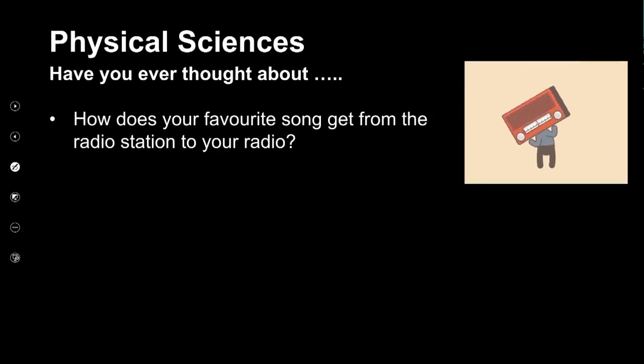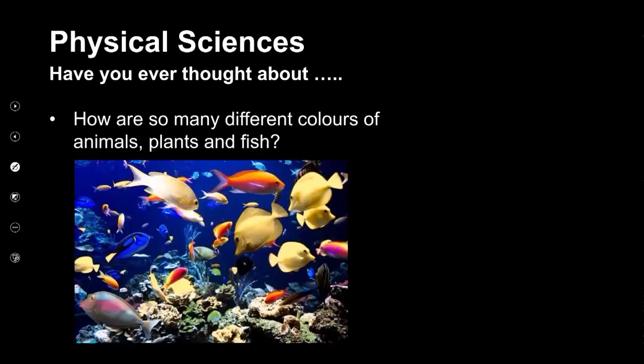Have you ever wondered how your favorite song reaches you from over the radio? Have you ever considered how the signal is generated and then sent across the country to then be received by your radio and turned into sounds that you recognize as your favorite song? Maybe not, but maybe you've had a look at all of the different colors of animals, plants, and fish that we see in the natural world and wondered to yourself, how can there be such a wide range of colors? Where do all these colors come from? And why is it so important that animals, plants, and fish have these colors?